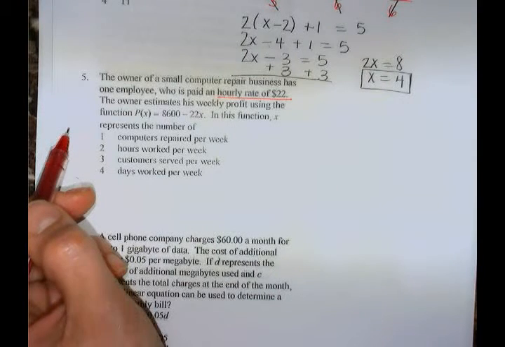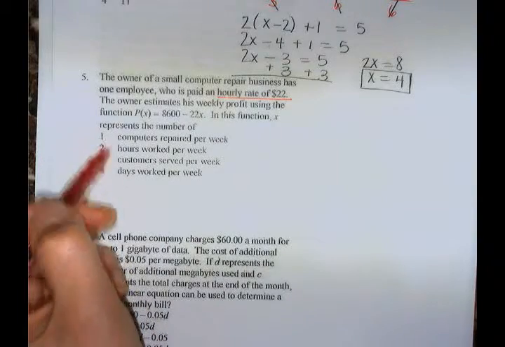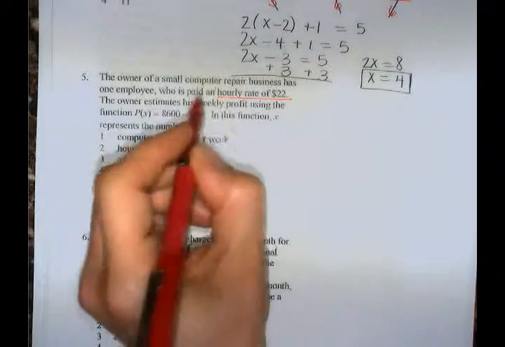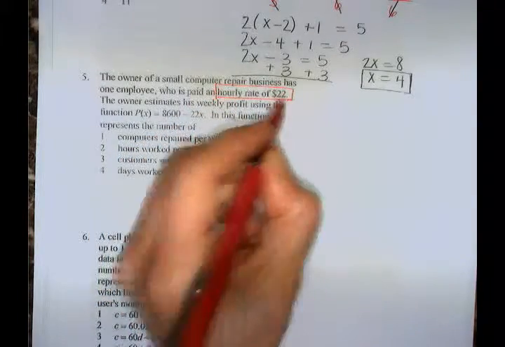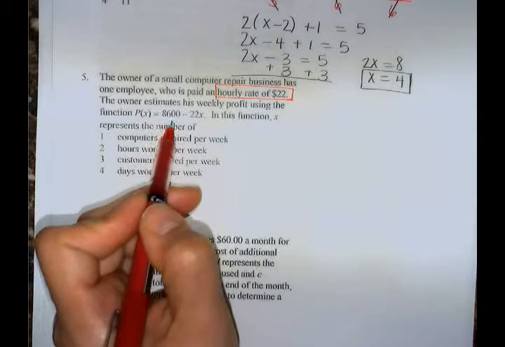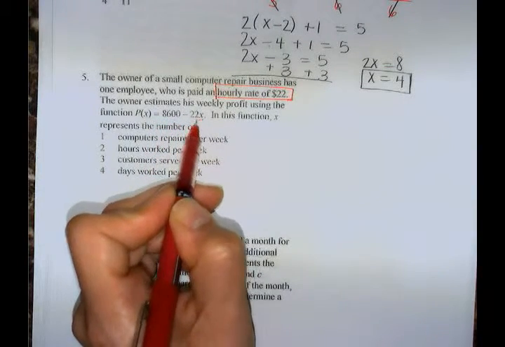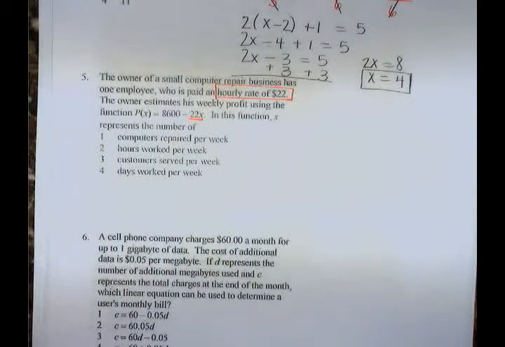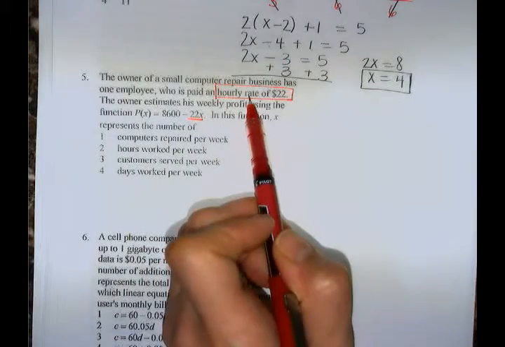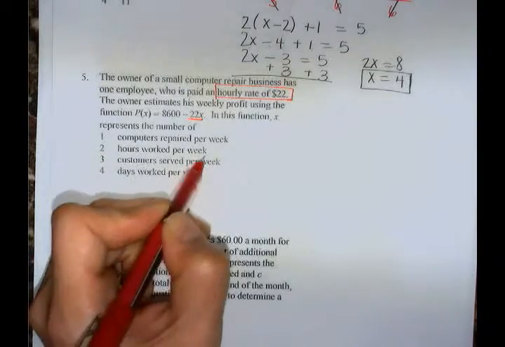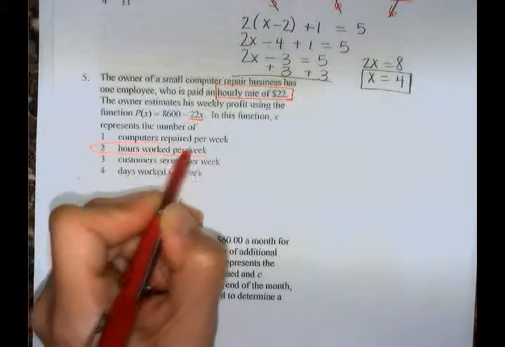In this function, X represents the number of what? Let's look at this. Hourly rate of $22. That should be your clue right there. Hourly rate of $22. So if I'm looking at my equation, it says 8,600 minus 22X. Well, what should X represent if it's being multiplied by $22, which represents your hourly rate? In this case, it should be hours worked per week, which is choice number 2.